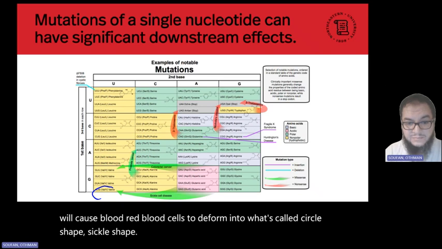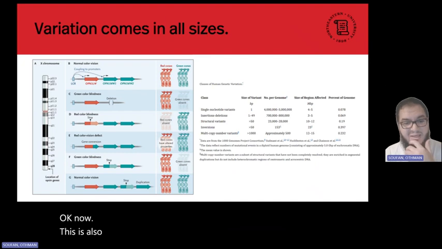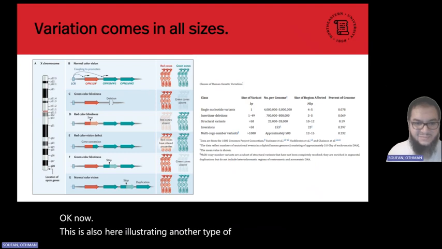Okay, now this is also illustrating another type of mutations.